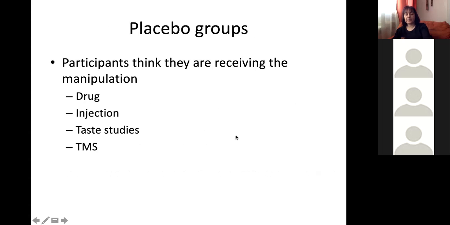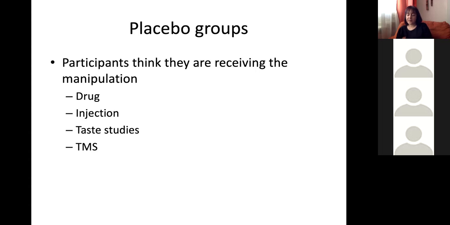And also what is done is that you can use the so-called placebo groups. So you can use a group in which the participants think that they're receiving the intended manipulation. If it is a drug study, all of the participants think that they receive the actual drug, but in fact, half of them are not receiving a drug, but they're receiving some sugar pills, for example. But it also applies to many studies in psychology.